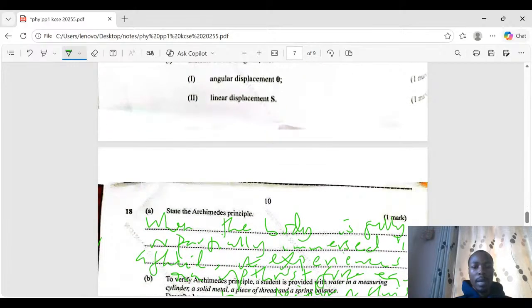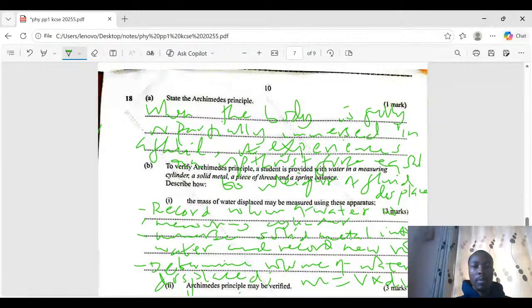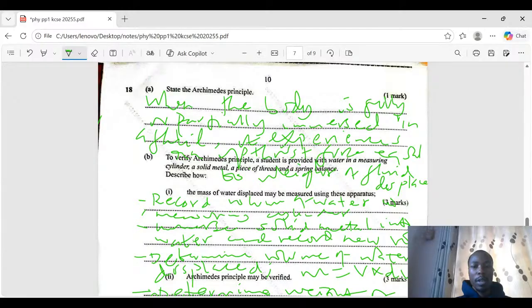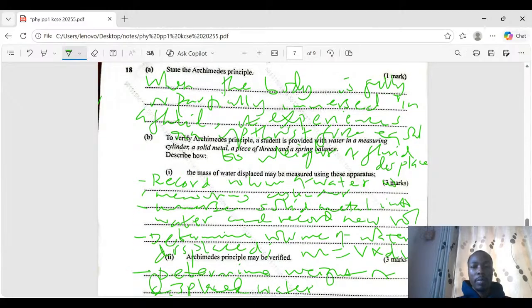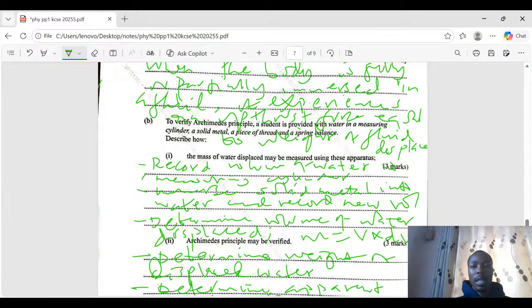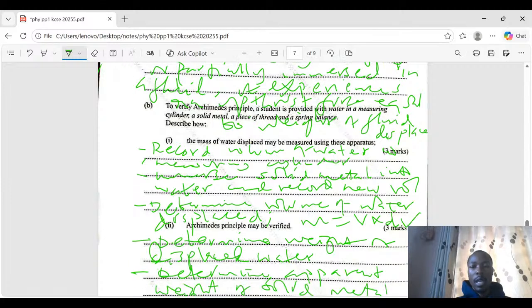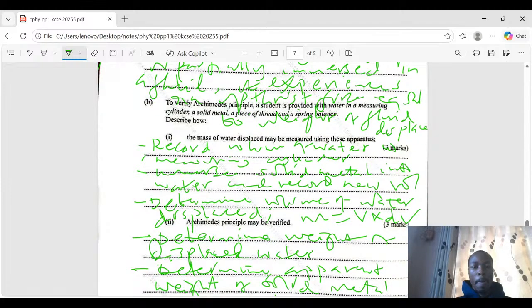State the Archimedes principle. Archimedes principle is when a body is fully or partially immersed or submerged in a fluid, it experiences an upward force that is equal to the weight of the fluid displaced.